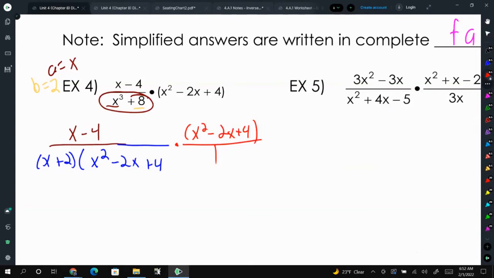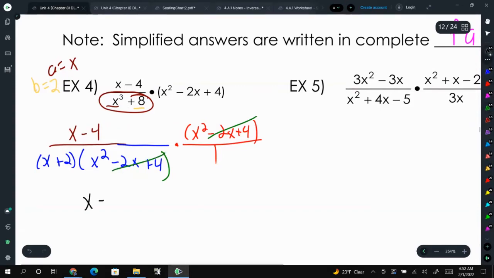So now that we're multiplying our two fractions, notice how we have x squared minus 2x plus 4 on the bottom and x squared minus 2x plus 4 on the top. Those can cancel, and we are left with x minus 4 over x plus 2, and that would be your final answer.